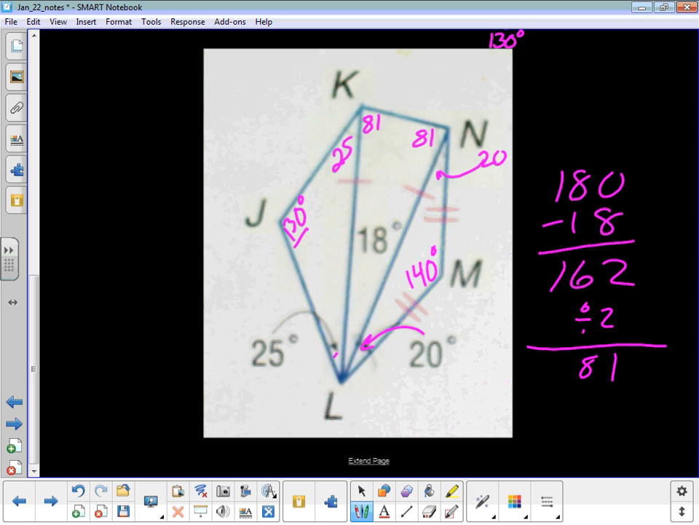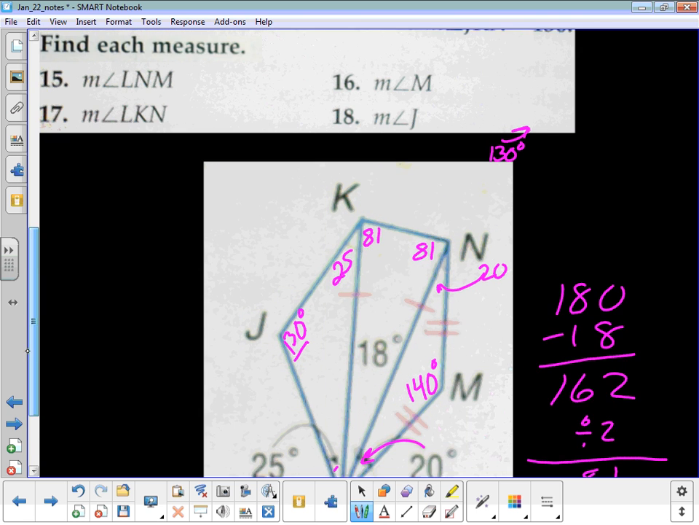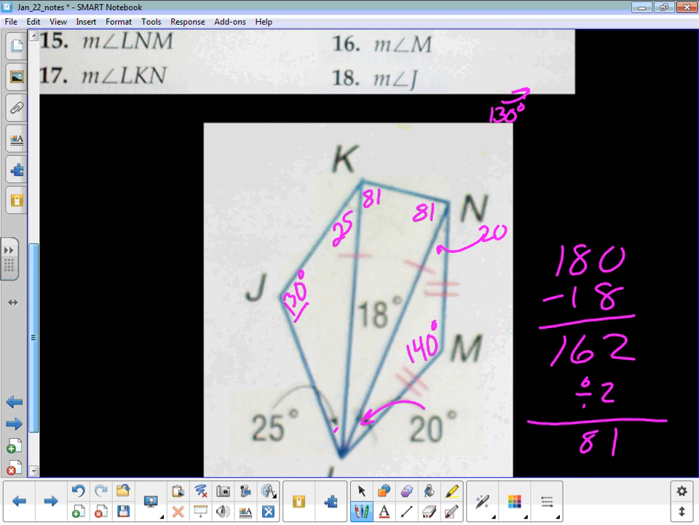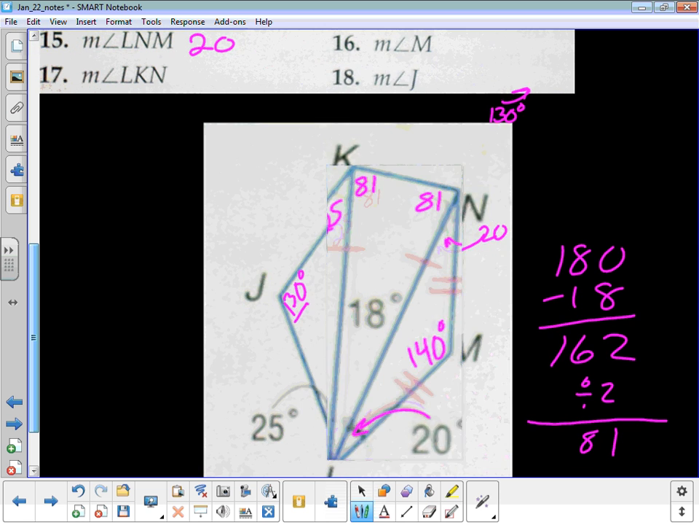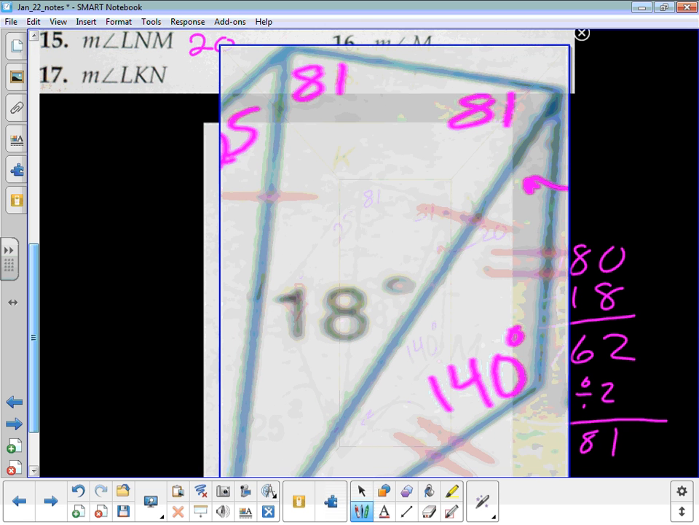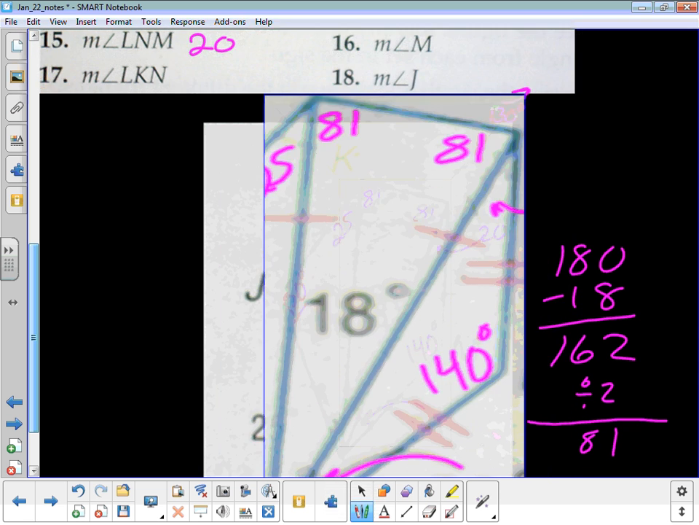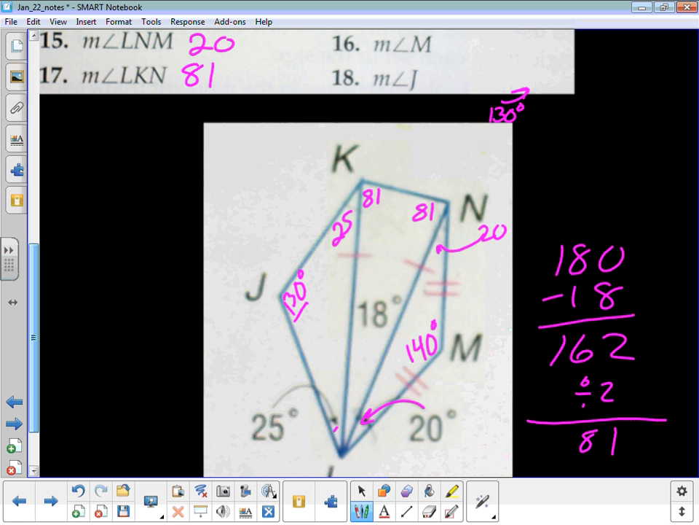So now we've gone through and found every angle in this figure. Now we can go back and say, what is the measure of angle LNM? Start at L, go to N, go to M. It's a 20 degree angle. What is the measure of LKN? That's this one right here. That worked out really well. LKN is 81 degrees. And it says, what's the measure of angle M? This angle right here. That's 140 degrees.